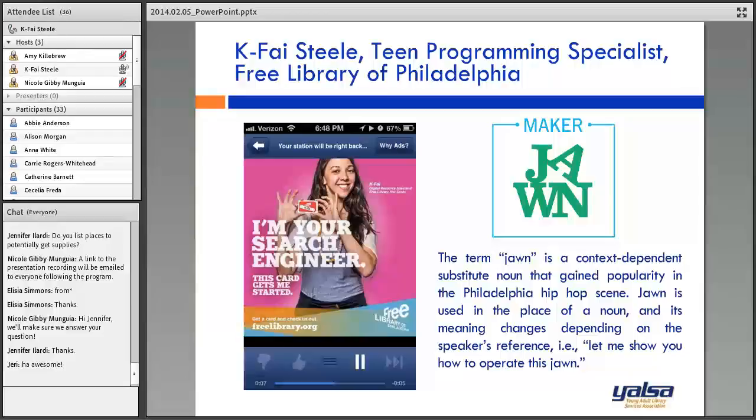So we just decided to name our program Maker John to give it more of that. We were playing around with some other ideas, like City of Brotherly Love, but we said no, it'll just be John. So some of you might be familiar with that term.